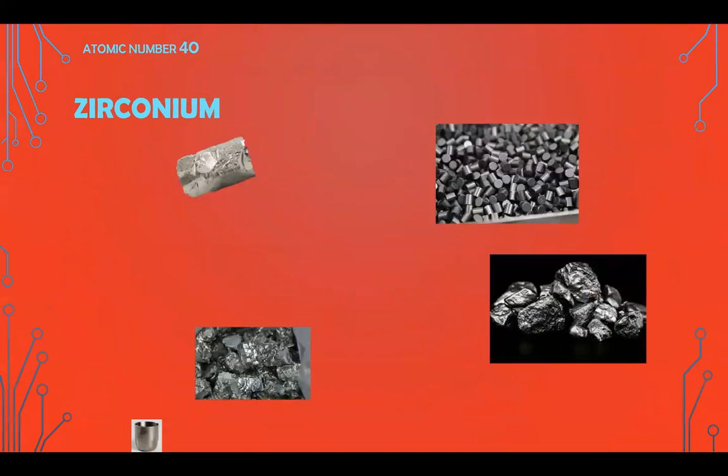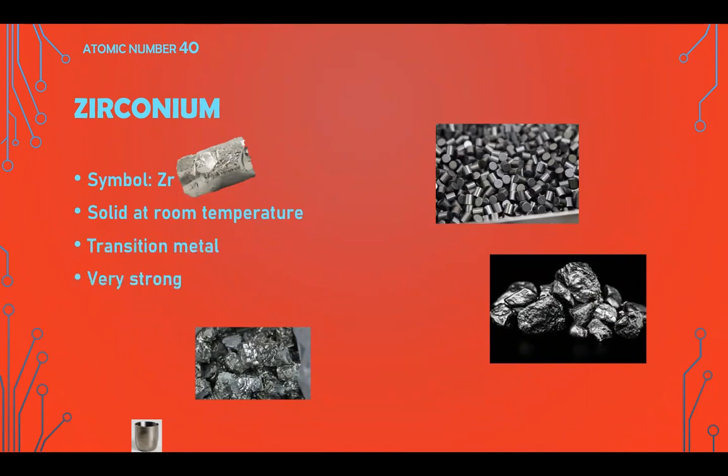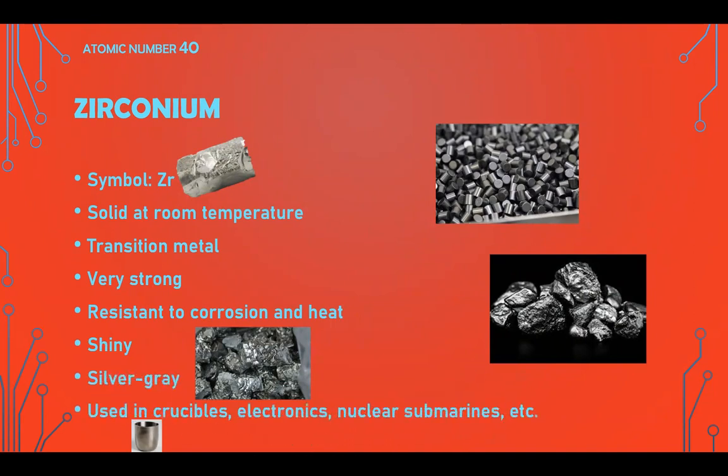Zirconium, atomic number 40. Zirconium symbol is Zr. It is a solid at room temperature. Zirconium is a transition metal. It is very strong. Zirconium is resistant to corrosion and heat. It is pretty shiny. It is silvery gray in color. And zirconium is used in crucibles, electronics, nuclear submarines, etc.